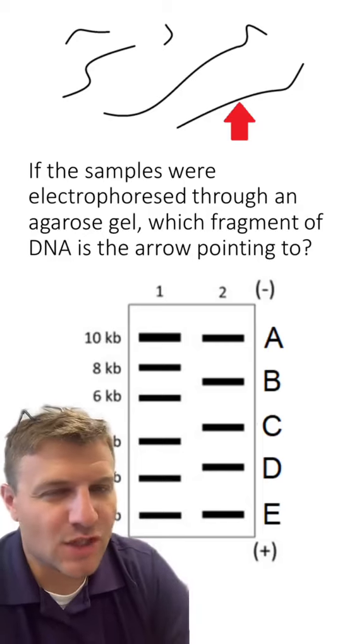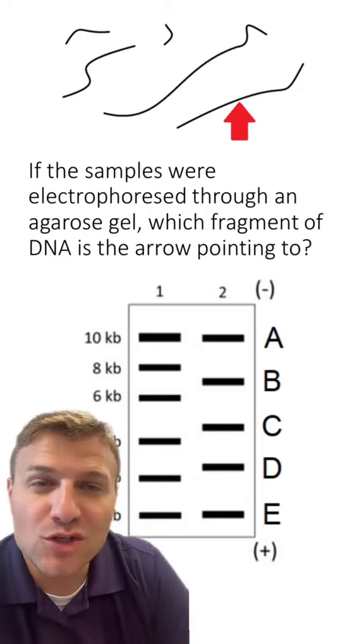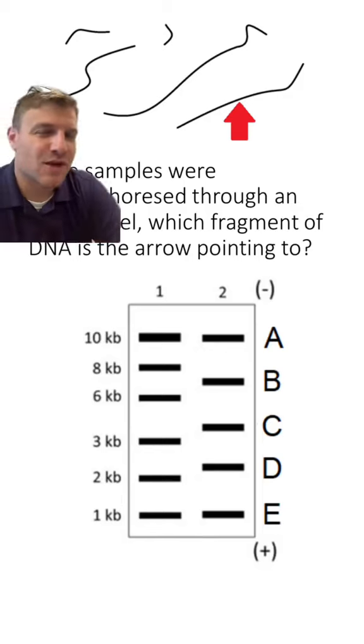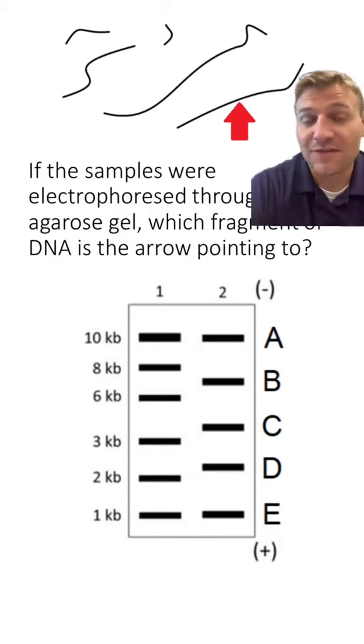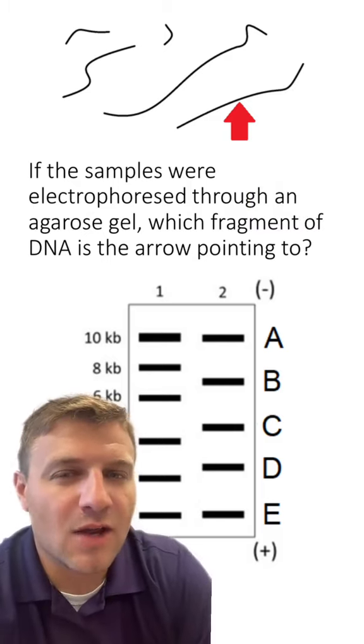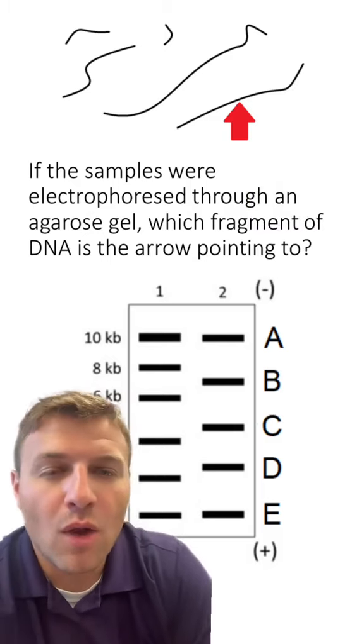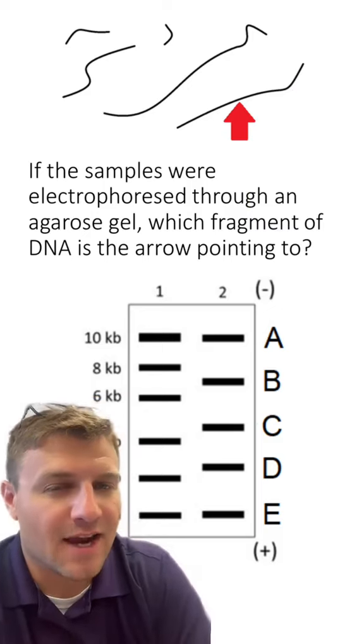Can you answer this biology question? It's about DNA and something called gel electrophoresis. These are strands of DNA, and each of the strands is a different length. If the samples of DNA were electrophoresed through an agarose gel, which fragment of DNA is the arrow pointing to?